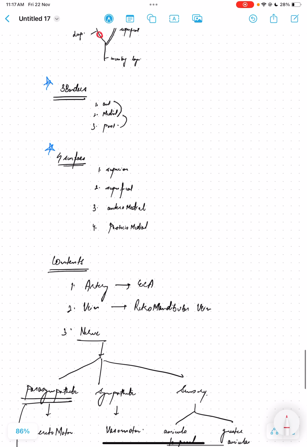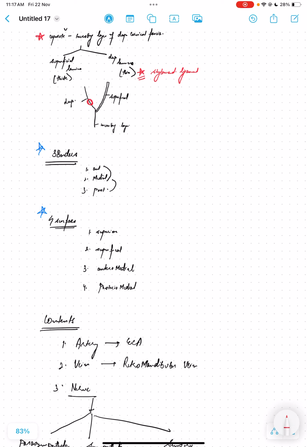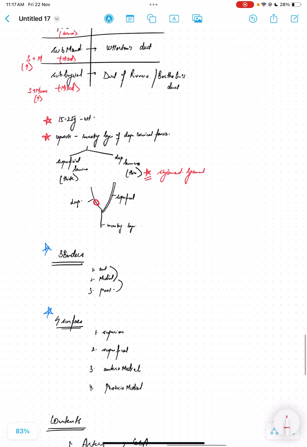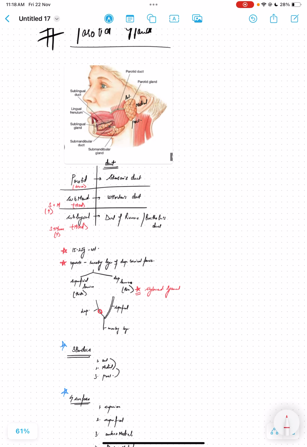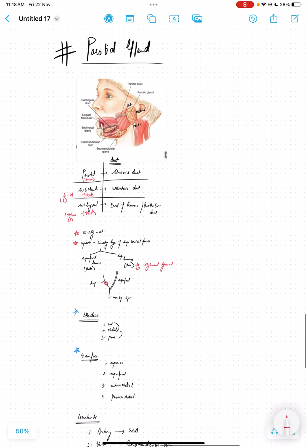What are the three borders? Anterior, medial and posterior. What are the four surfaces? Superior, superficial, anteromedial and posteromedial. It is surrounded by the investing layer of deep cervical fascia, involving the superficial lamina and deep lamina. The superficial one is thickened and the deep one is thinned. The point where the deep lamina is thickened is called the stylomandibular ligament, separating the parotid and the submandibular gland. So this was all in short about the parotid gland.